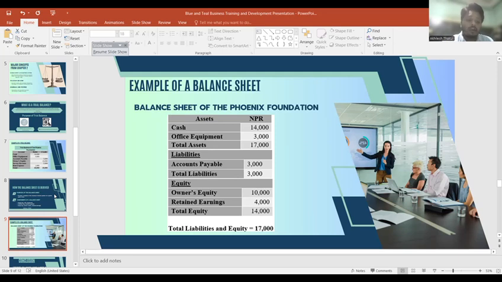Here you can see the assets total is 17,000. Cash is 14,000 and office equipment is 3,000, equals 17,000. In liabilities, the accounts payable is 3,000, so total liabilities become 3,000. For equity, the owner's equity is 10,000 and retained earnings is 4,000, so equity is equal to 14,000. So the total liabilities and equity is 17,000. The balance sheet clearly shows that the assets are financed by a combination of liabilities and equity, keeping our accounting equation in balance.